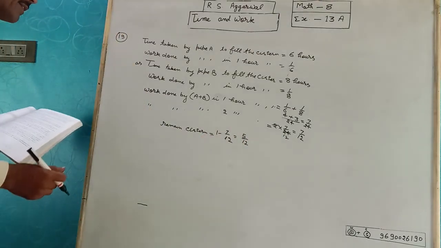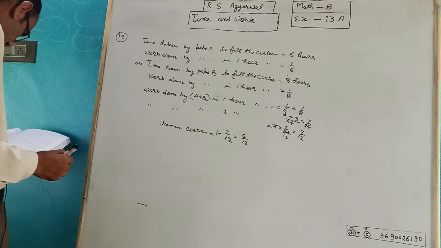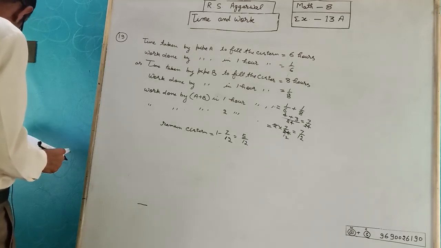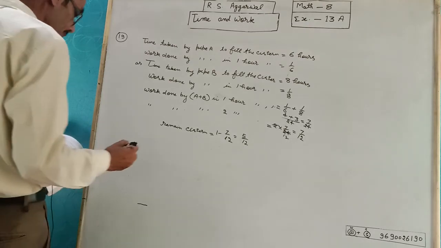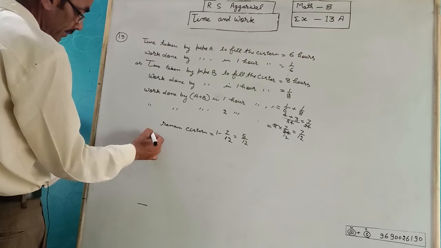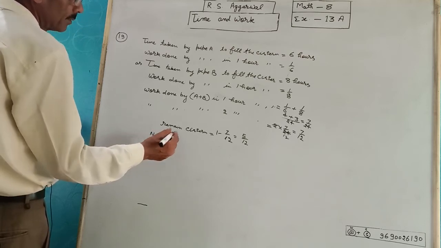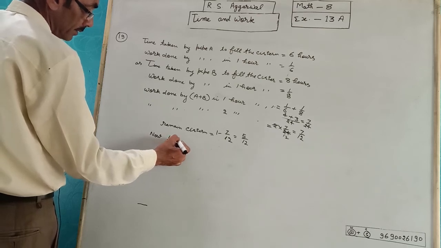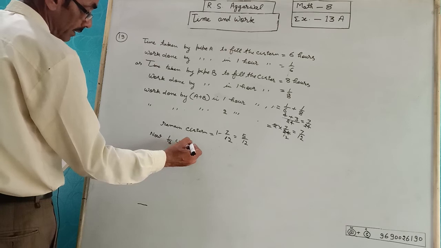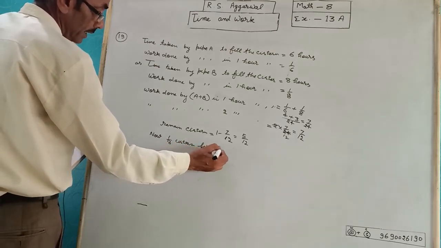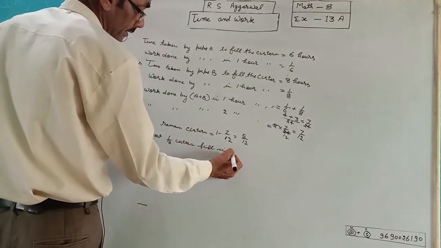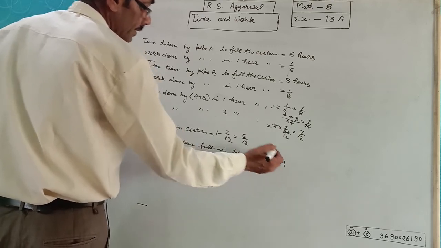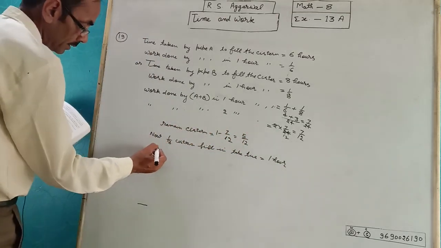The 5 upon 12 of the cistern is filled by pipe B. One hour work of B is 1 upon 8, so 1 upon 8 of the cistern is filled in 1 hour. Remaining cistern is 5 upon 12.